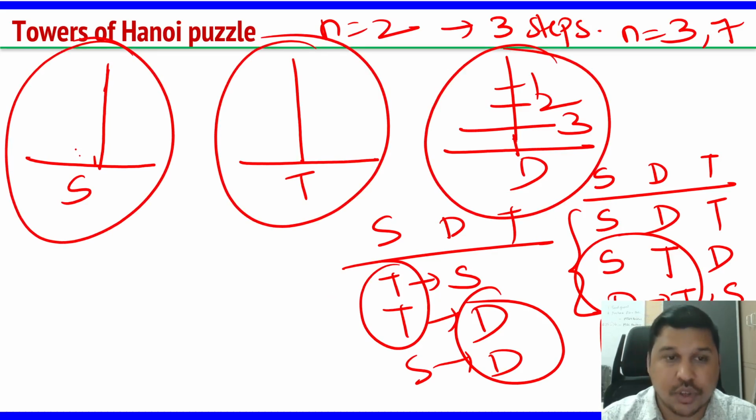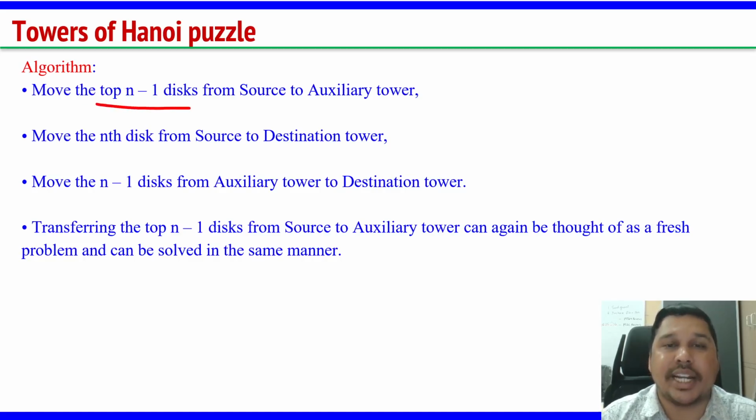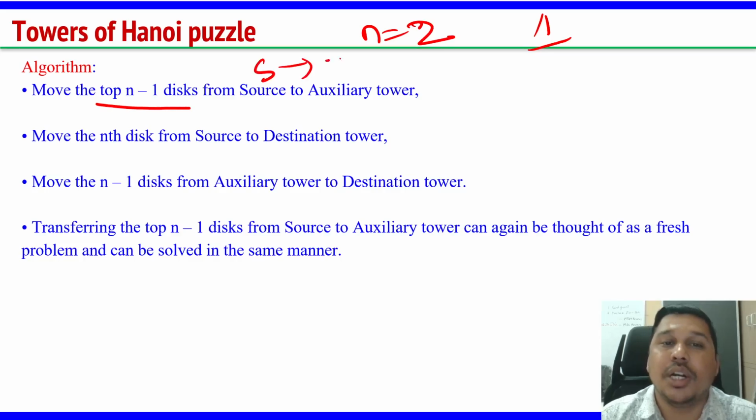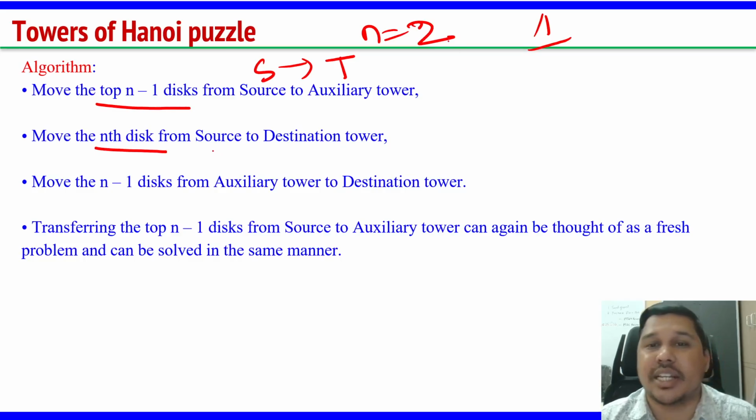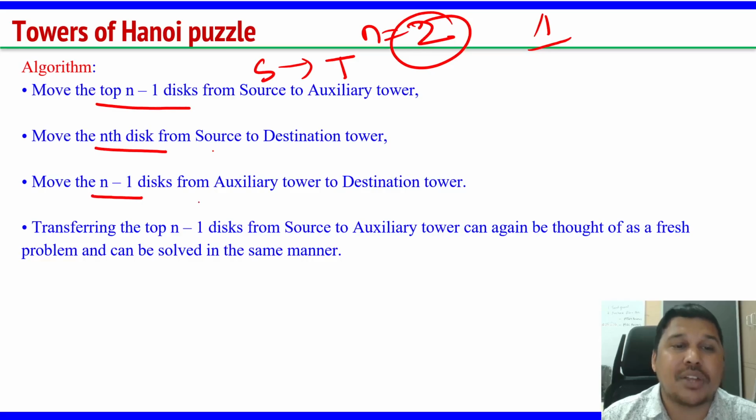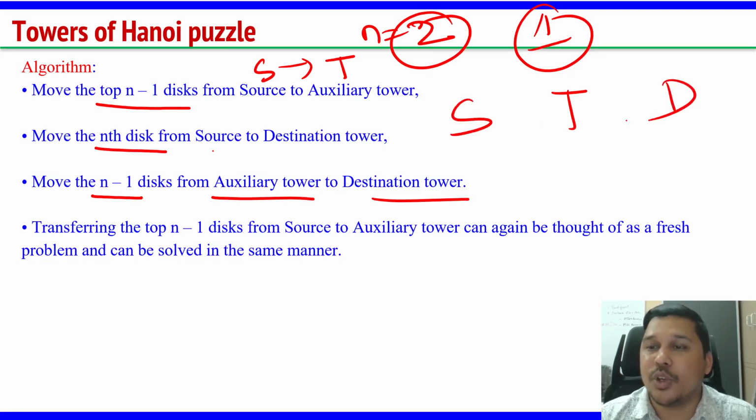Right. So with this, if you see the algorithm here, move top n minus 1 disks. If n is equal to 2, we have seen that move top n minus 1 means the first disk. Move that disk from source to temporary. Then move the nth disk from source to destination, that is the second disk, the actual one. Then move the n minus 1 disk from temporary to destination. This one which is in temporary, you move it to destination. That is the algorithm we are following here.